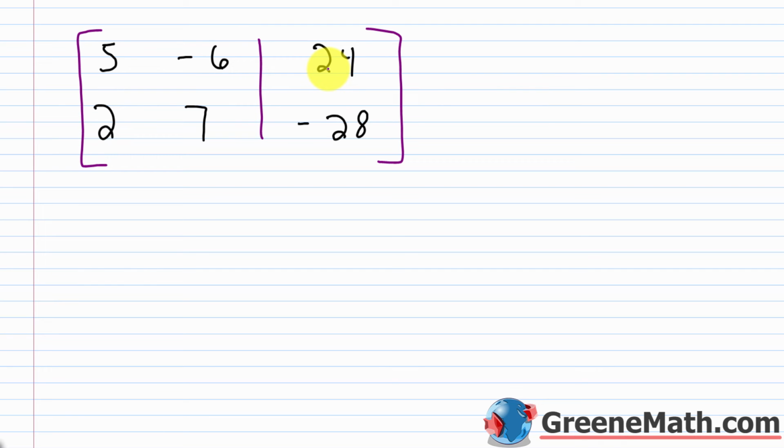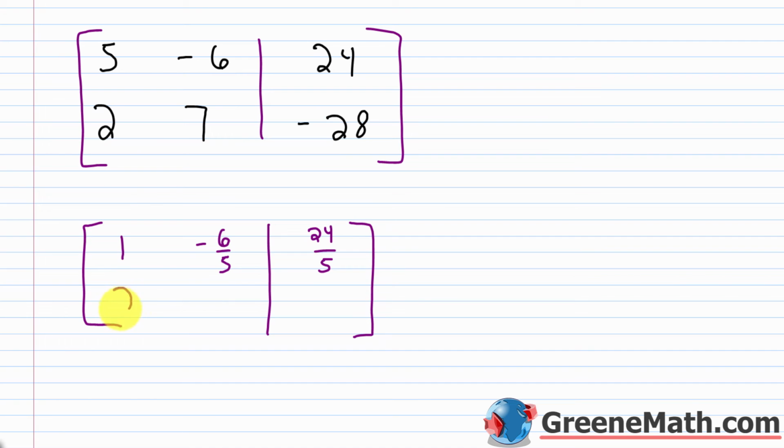So let's start with the first column here. How can I make 5 into a 1? Well, I can multiply row 1 by 1/5, right? 5 times its reciprocal of 1/5 gives us 1. So if I multiply 5 times a fifth, I get 1. If I multiply negative 6 by a fifth, I get negative 6 fifths. If I multiply 24 by a fifth, I get 24 fifths. And then row 2 stays the same for now. So 2, 7, and negative 28.